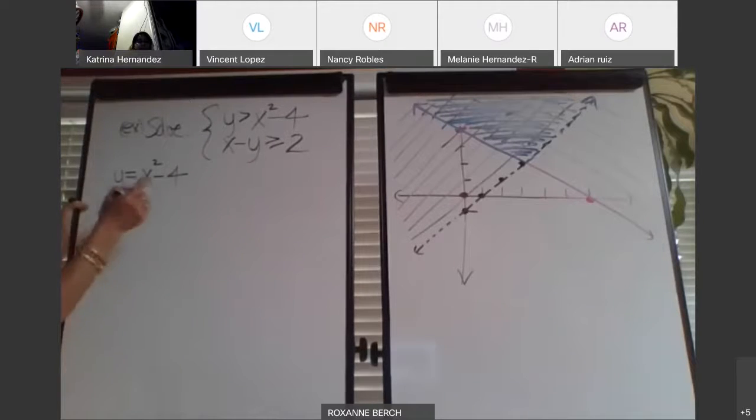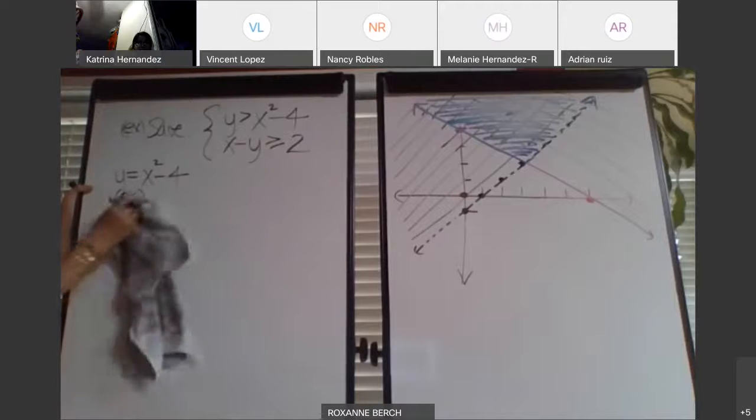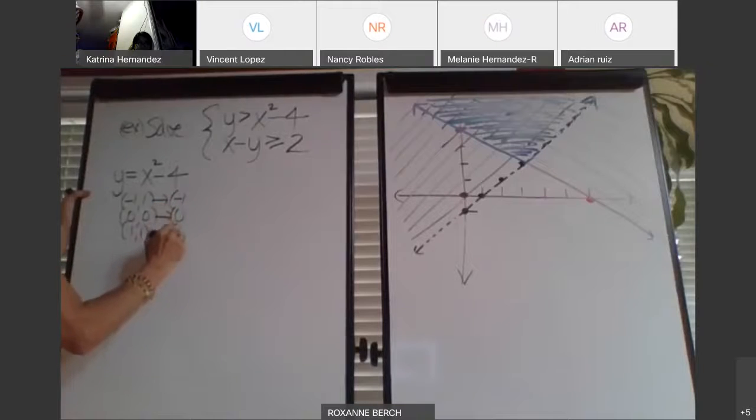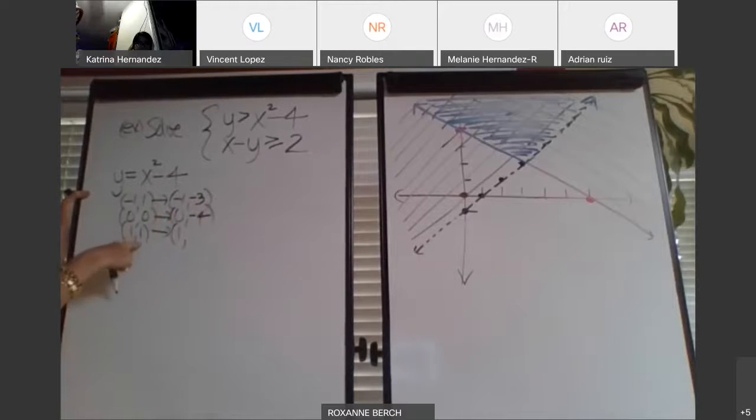So if this quadratic is shifted down 4 and your parent points are 0, 0, remember your parent points for the quadratic? Remember how we put them into x squared, the parent? We had left one, up one, 0, 0, and right one, up one for the parent points. And if you shifted these down 4, 1 minus 4 is -3, down 4 would be -4, down 4 would be -3. So there's your points.